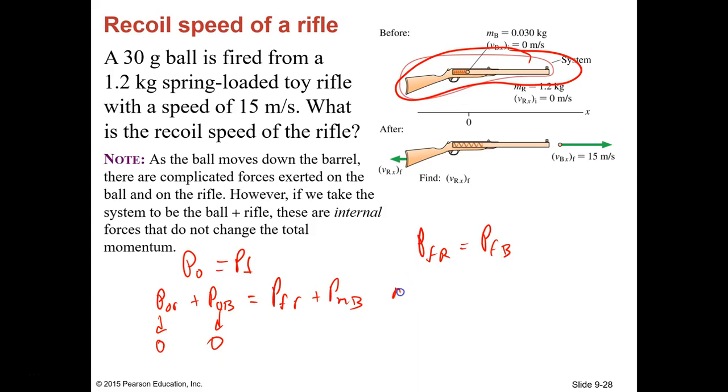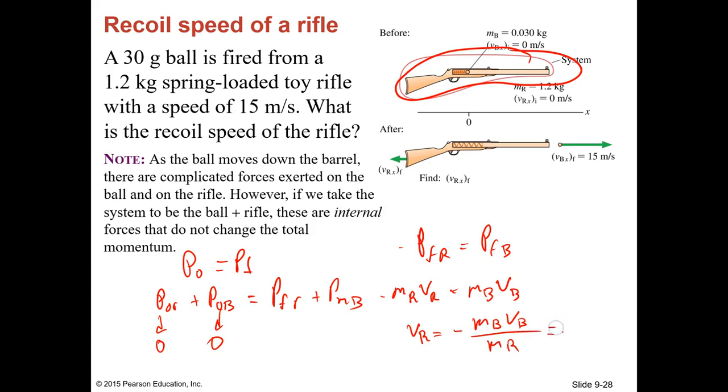Well, we know that the mass of the rifle times the velocity of the rifle has to be equal to, there's a negative there, the mass of the bullet times the velocity of the bullet. So if we wanted to figure out what the velocity of the rifle is, we can rearrange this equation. We find that it's equal to negative the mass of the bullet times the velocity of the bullet, all divided by the mass of the rifle.